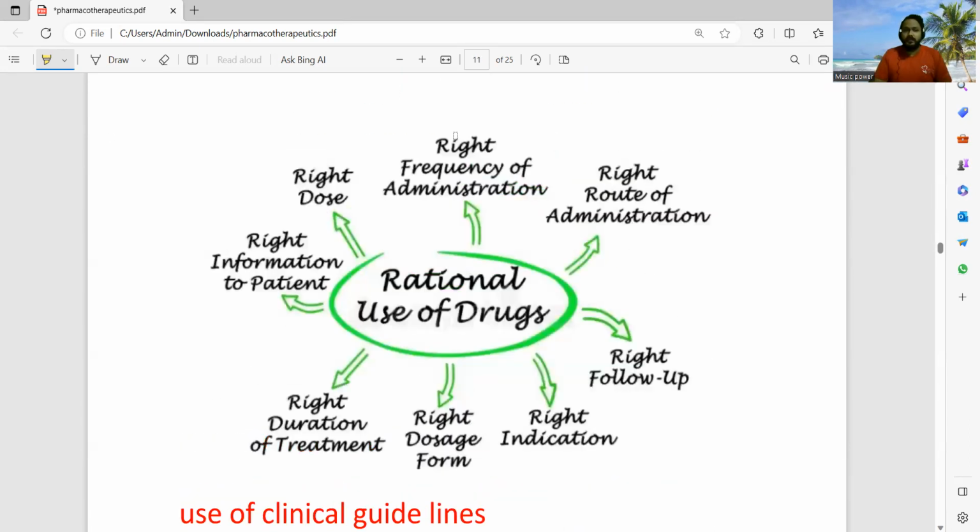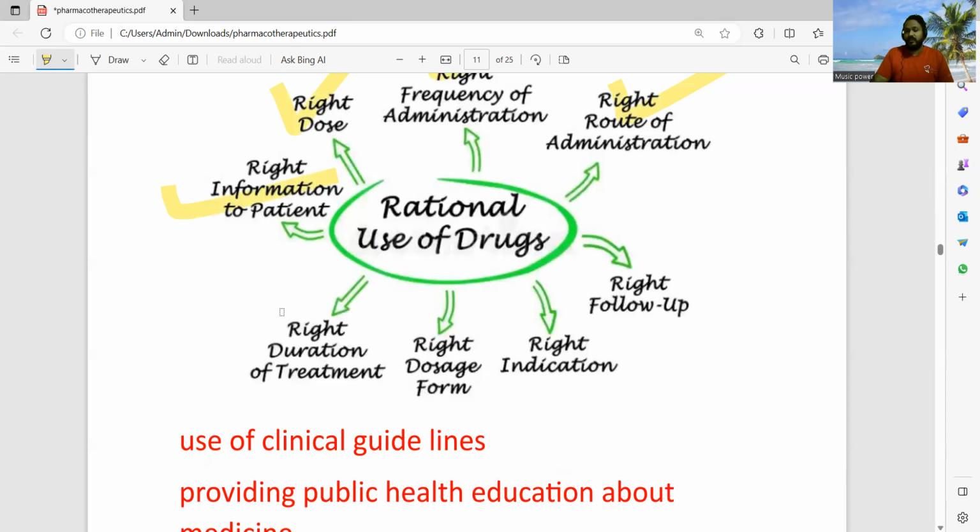So here you can see the right frequency of administration, the right route of administration, the right dose, right information to the patient. Patient counseling is important. It is the responsibility of medical staff, nurse, and pharmacist to educate the patient about medication and give them counseling, how to take the medicine, what is the right way, so that they can get maximum benefits of medication, and the right duration of treatment.